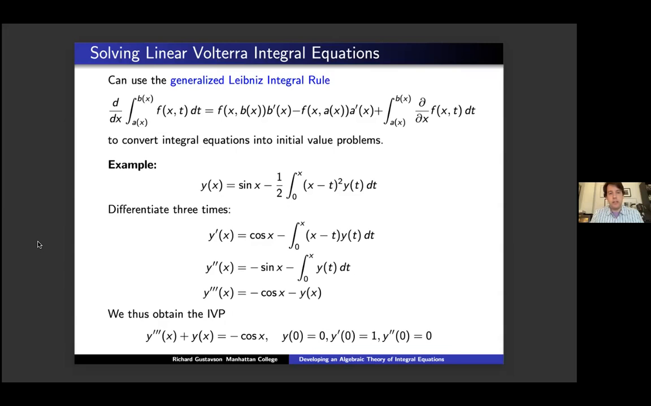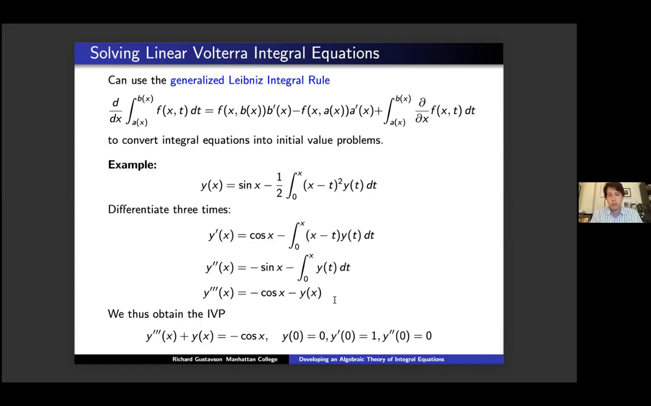Here we're using the generalized Leibniz integral rule, which you can see above. When we differentiate, if our integrand is a function of x and t, then we end up with another integral. It's possible, if your kernel is in a nice enough form, that eventually the derivative with respect to x will be 0, and you just end up with this. So this is one way to solve integral equations, because we know a lot about solving differential equations.